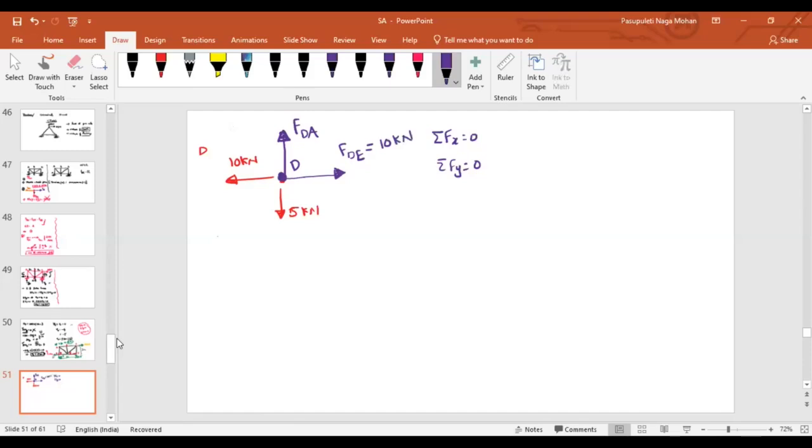Similarly, 5 kilonewton is acting in which direction? Downward direction. So to balance it, FDA should be acting in the upward direction. Plus. Again, what could be the magnitude? So instead of writing any equation, is it okay now here in this case? Yes, sir.